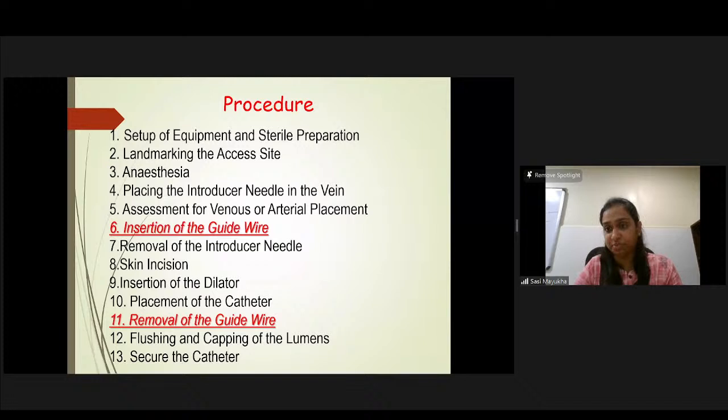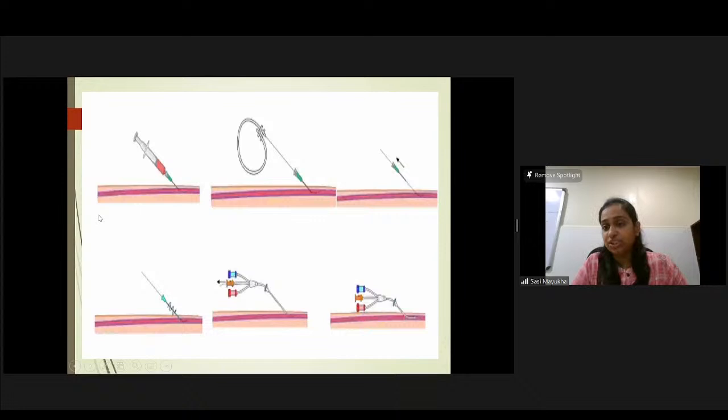This is a pictorial demonstration which I was telling you about earlier. You can see there is an aspirate of blood when the needle is inserted into the vein, after which a guide wire has to be inserted through the needle. Then the guide wire will be there and the needle will be removed. After which, you have to place a dilator. After the pathway is dilated, then you insert the catheter and then the guide wire should be removed. Then all the three lumens should be capped.